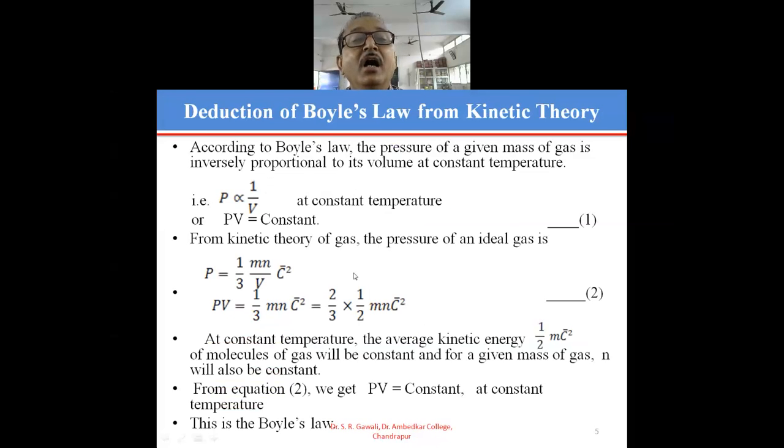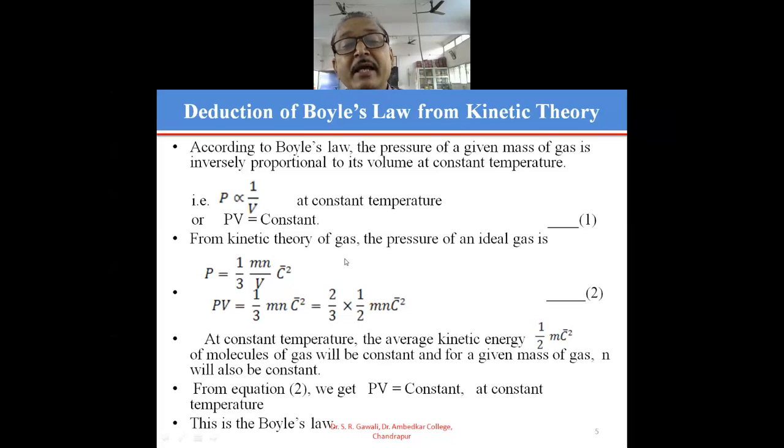Then we will deduce the Boyle's law from the kinetic theory of gases. According to Boyle's law, the pressure of a given mass of a gas is inversely proportional to its volume at constant temperature. Mathematically, we can write Boyle's law as P is proportional to 1 upon V, where P is the pressure and V is the volume at constant temperature. And from this we can write PV is equal to constant. This is expression number 1.